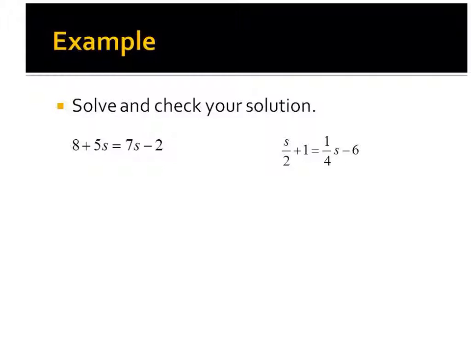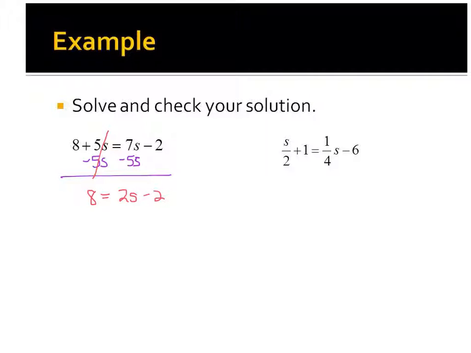8 plus 5s equals 7s minus 2. And so there's no like terms to combine, there's no parentheses to get rid of. I'm going to start moving things around, and I'm going to move my variable first. Up to you, you can move the 5s or the 7s, it doesn't matter. I'm going to move the 5s, so I'm going to subtract 5s. Okay, when you move something to the other side, you got to undo it from the side it's on. 5s minus 5s cancels. 8 equals 2s minus 2.